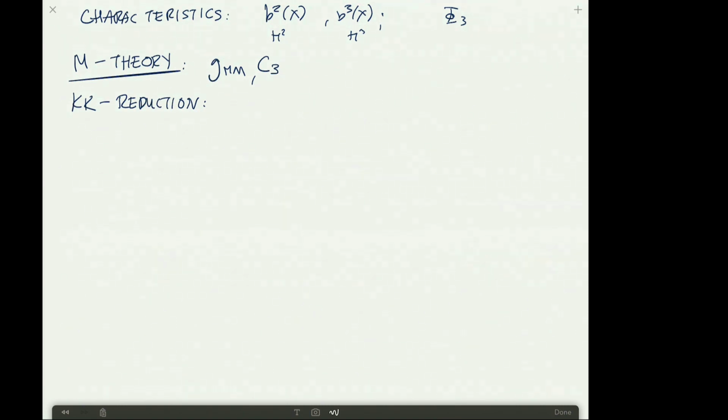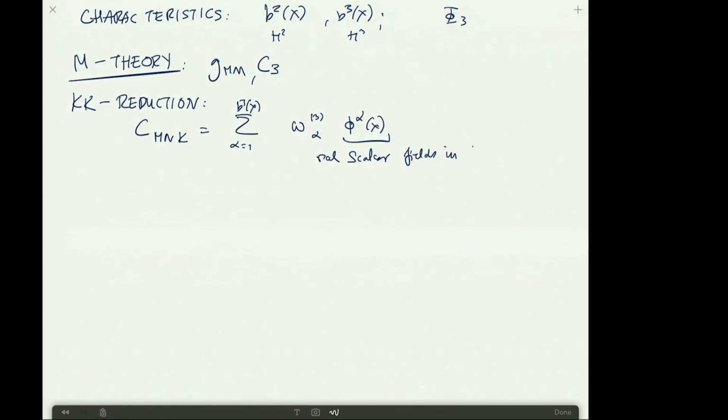So of course what we usually do is we take this 3 form and we expand it in the forms that we have at our disposal here. So we have C_MNK, for example, which we can expand in terms of the 3 forms alpha, with alpha equals 1 until B3 of X. And then the expansion coefficients are real scalar fields in 4 dimensions. Yeah? So x is a coordinate on R^{1,3}. So we get B3 of X many real scalar fields.